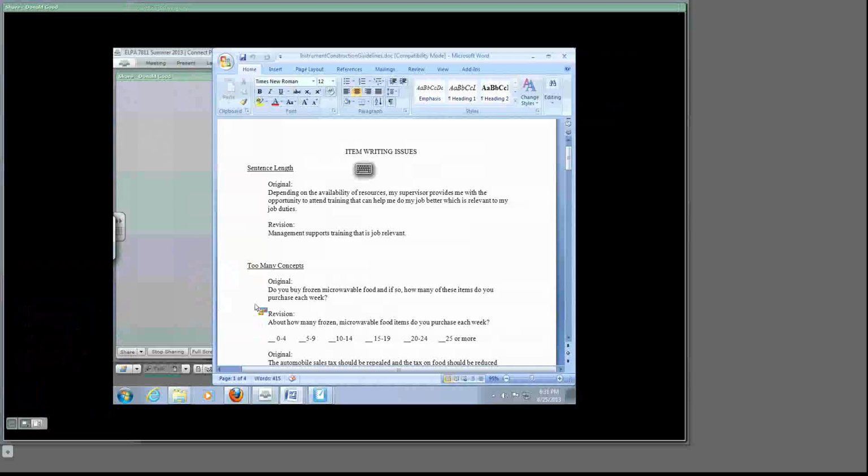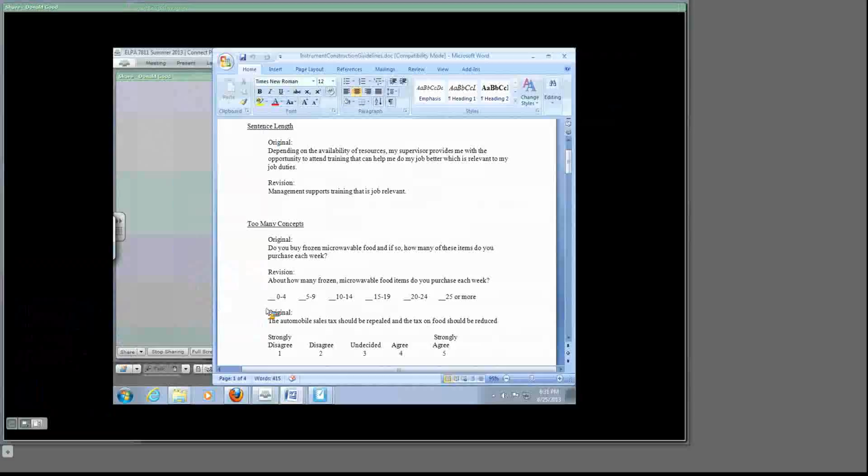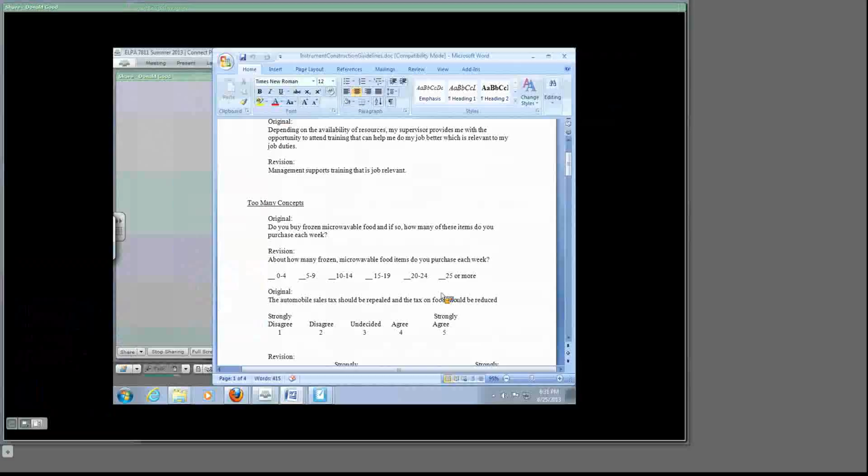They need to make sense. In some ways, sometimes what makes sense isn't equal intervals. Here's another one, too many concepts. The automobile tax should be repealed and the tax on food should be reduced. Well, I'm asking about two different kinds of taxing and two different kinds of things. What if I think that the automobile tax should be repealed, but the tax on food should not be reduced? There's no way to say that.